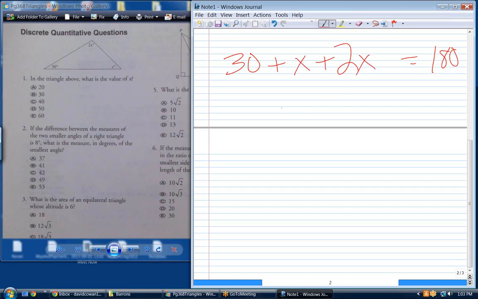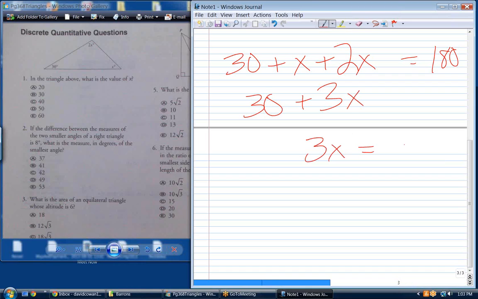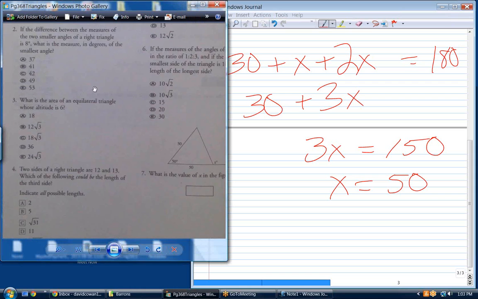Now let's solve that equation. 3x is equal to 180 minus 30, which is 150. And then x would be 50, right? Right. So actually x is 50 and 2x is 100. So that's not a right angle there.